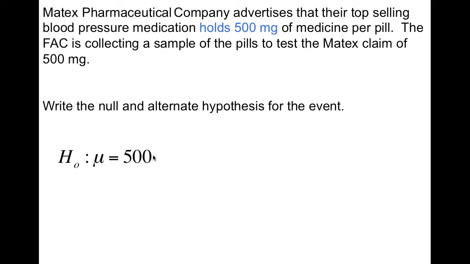Now, this statement means that the company's telling the truth. Their claim is true. It is equal to 500. You should probably buy that pill. They're being truthful. The alternative, we're not testing a claim that it's higher or that it's lower. We just want to see, is it different? So instead of giving a direction, we're just saying mu is not equal to 500. So here we have alternative mu not equal to 500 milligrams. That would mean that the company's claim is false. Pretty big deal here if you're not getting the correct medication. Too much can be dangerous, too little can be dangerous for different reasons, but something needs to be fixed. So here's our null and alternate for this situation.